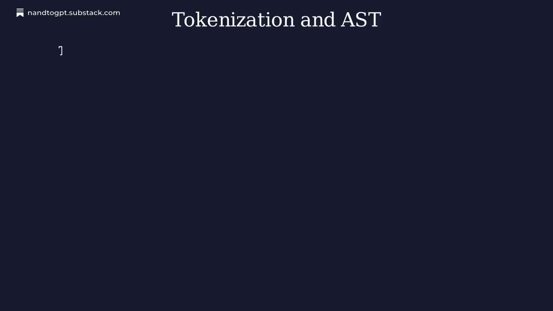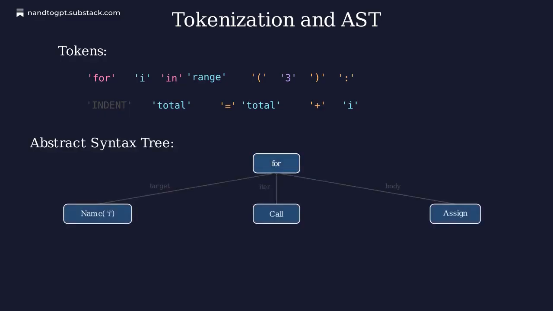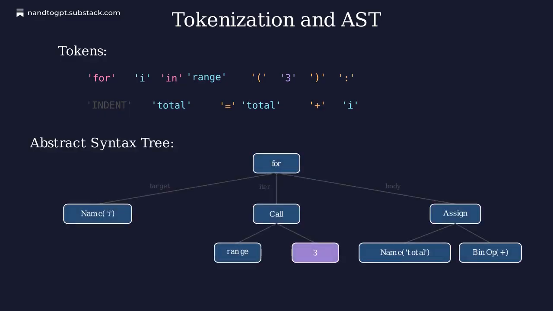First, Python breaks your code into tokens. Keywords, names, operators, numbers, the raw pieces. Then Python builds an abstract syntax tree. The AST captures the structure of what you wrote. A tree of operations, not just a sequence of characters.